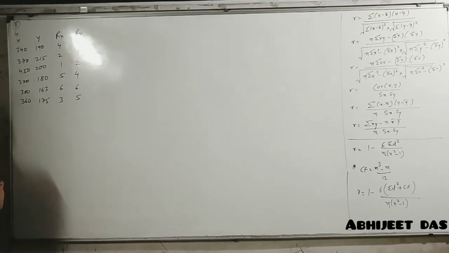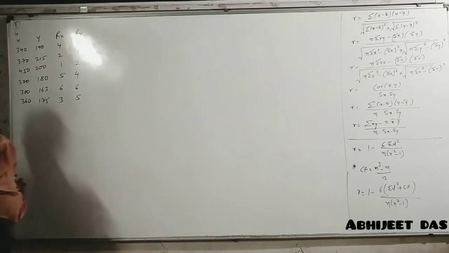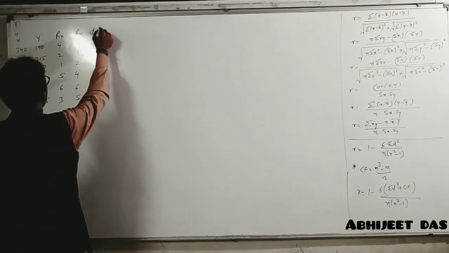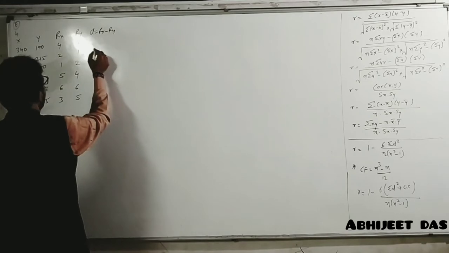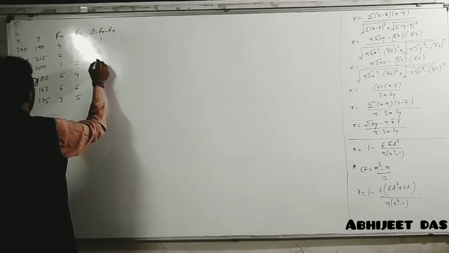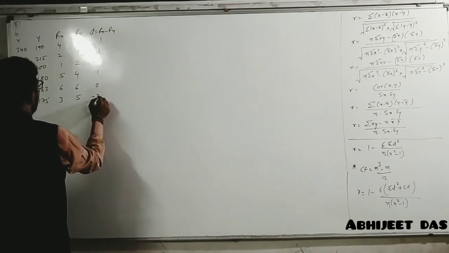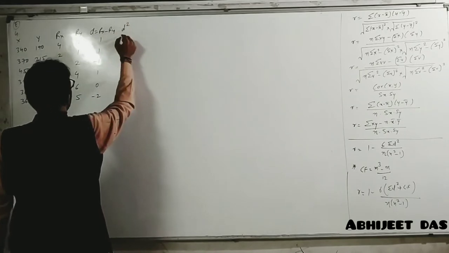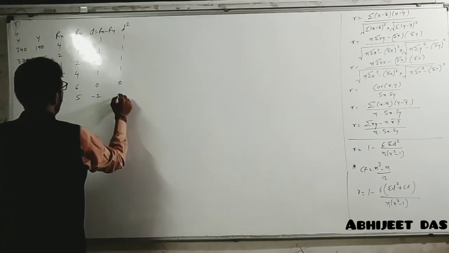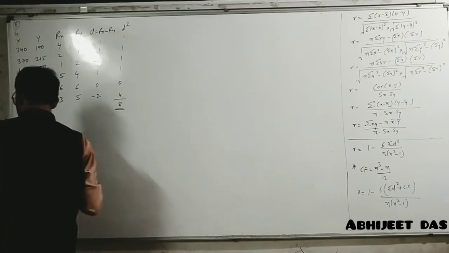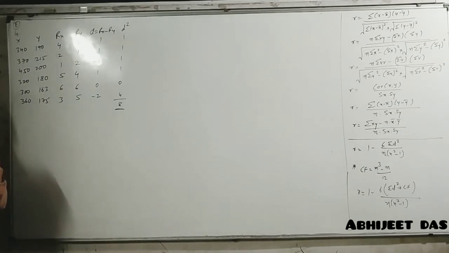Then we'll find the difference. D equal to Rx minus Ry. 1, 1, minus 1, 1, 0, minus 2. D square, 1, 1, 1, 1, 0, 4. Total 8. Okay.